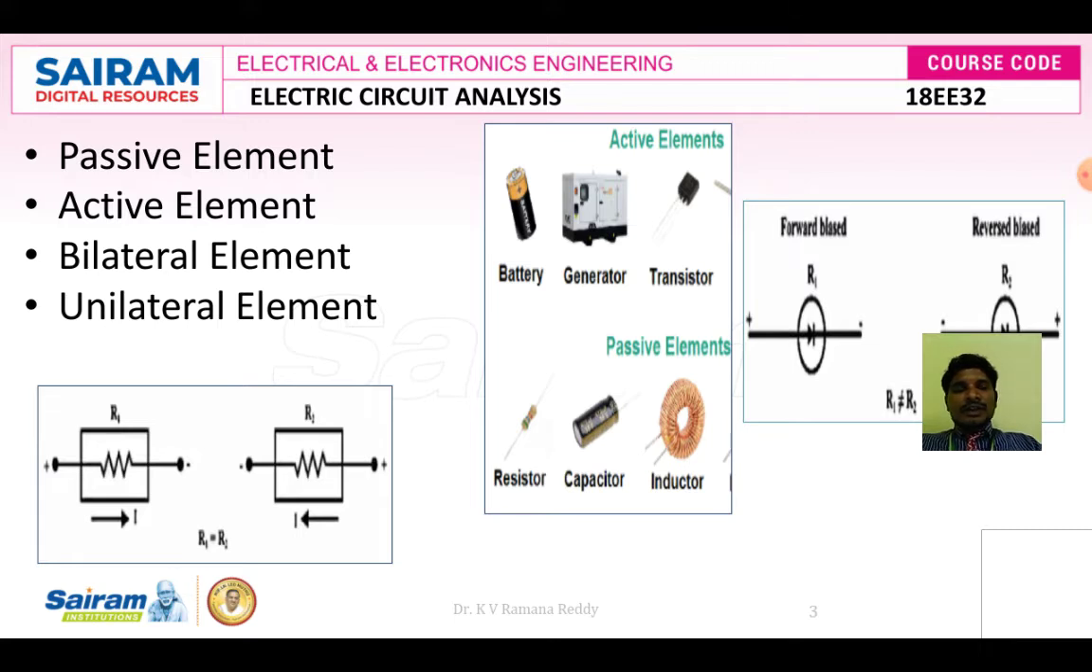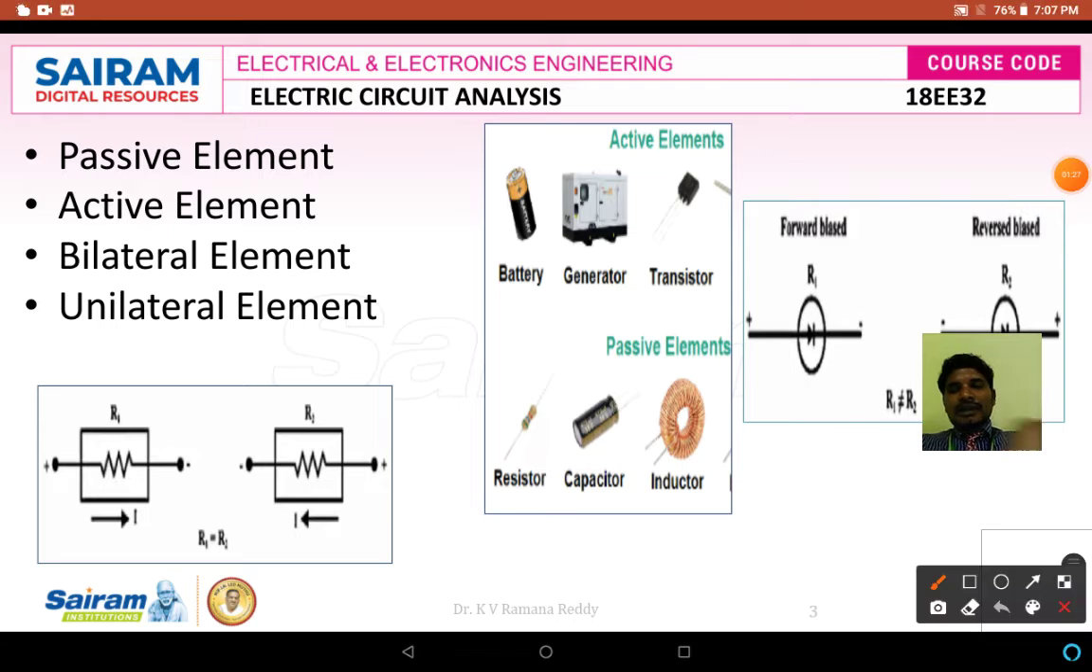Active elements are those elements which are capable of delivering energy. Those elements are called active elements. The best examples for understanding the concept of active elements are voltage sources, current sources, batteries and generators, because they are able to deliver energy. They give that energy. So those elements are called active elements.